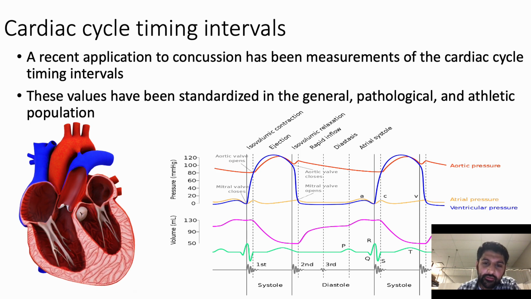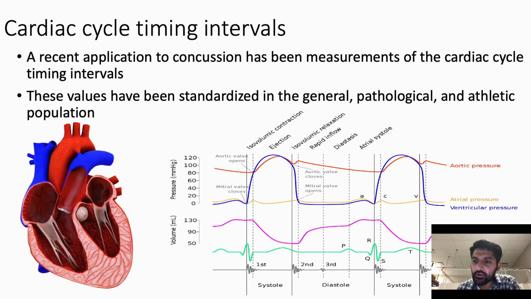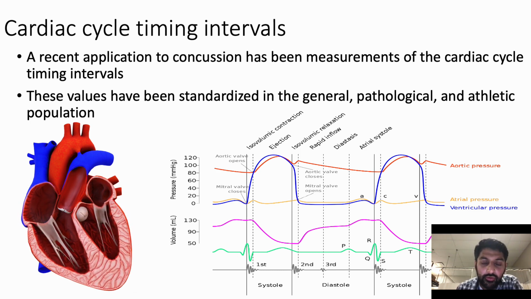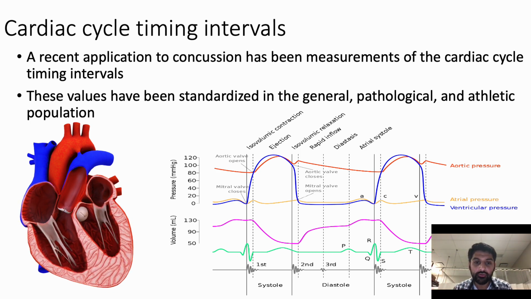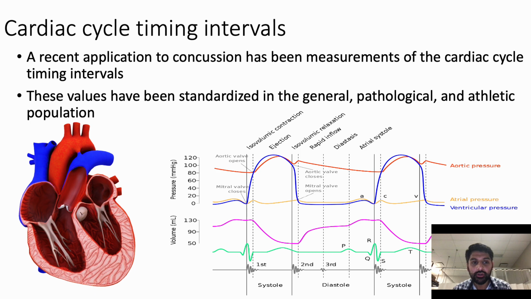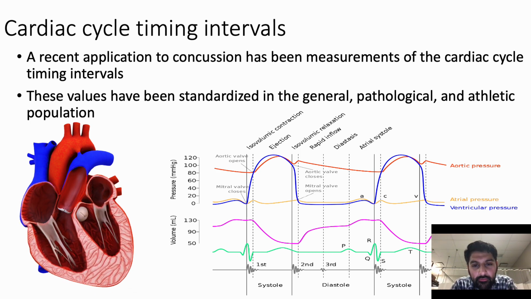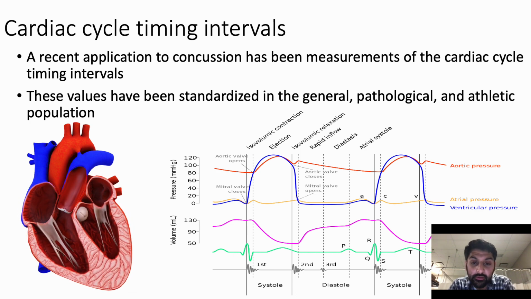And based on these different timing intervals, we get insights as to what's actually occurring when somebody takes a hit to the head. There are also timing periods where all the valves are closed, and you're getting changes in pressure, so there are no changes in volume, and that's called isovolumic times. These are meant to build up pressure in order to allow the propagation of the next event to occur. And even these timing intervals tend to be altered during some kind of hit to the head.